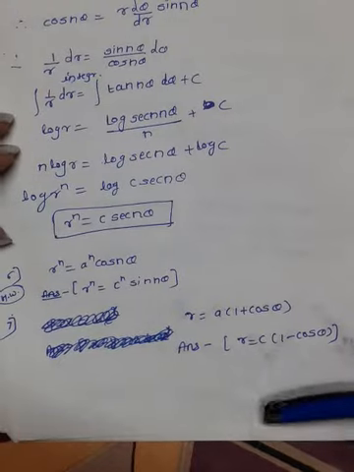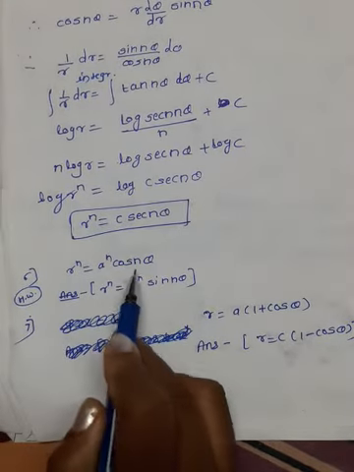Now these are some homeworks for you. r raised to n is equal to a raised to n cos n theta.